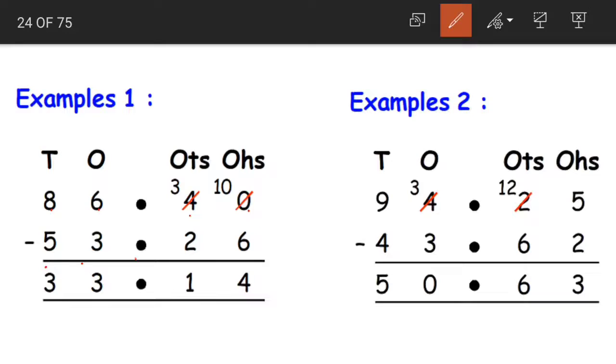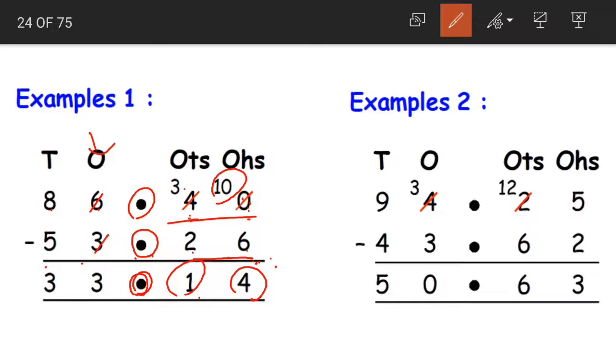Let's look at some examples, children. 86.40 minus 53.26. Yes, see here both the decimal places are the same, so it is easy for us to subtract. Again 0 minus 6 is not possible, so we are borrowing. This becomes 10, this becomes 3. 10 minus 6, 4. 3 minus 2, 1. And again as we are having points here, we are placing a decimal point in the difference as well in the same place. Then moving on to the ones place, 6 minus 3, 3. 8 minus 5, 3.